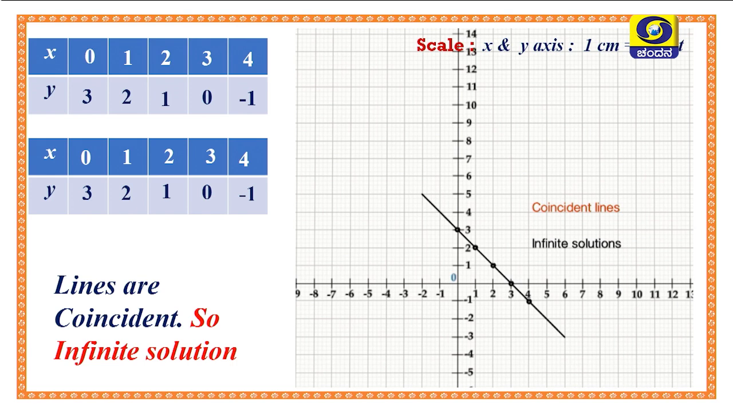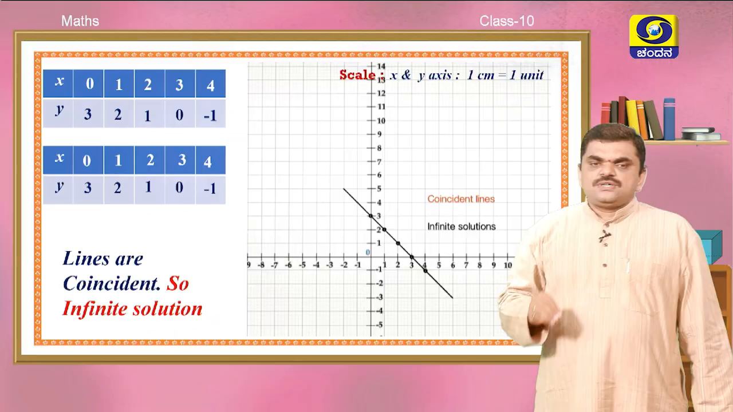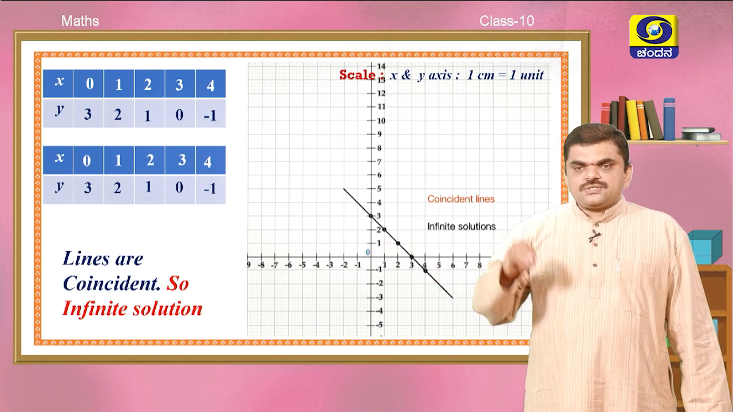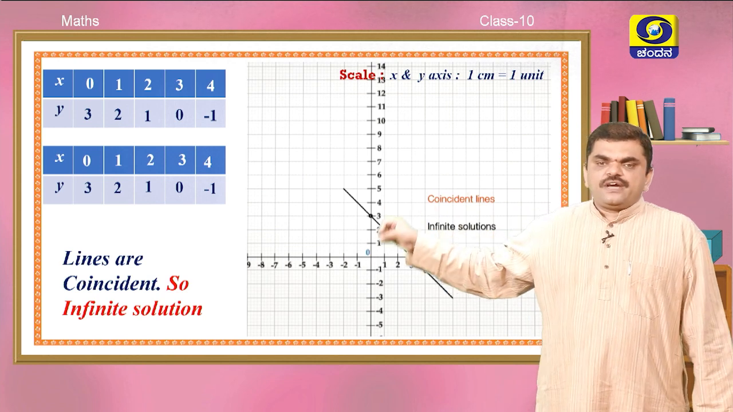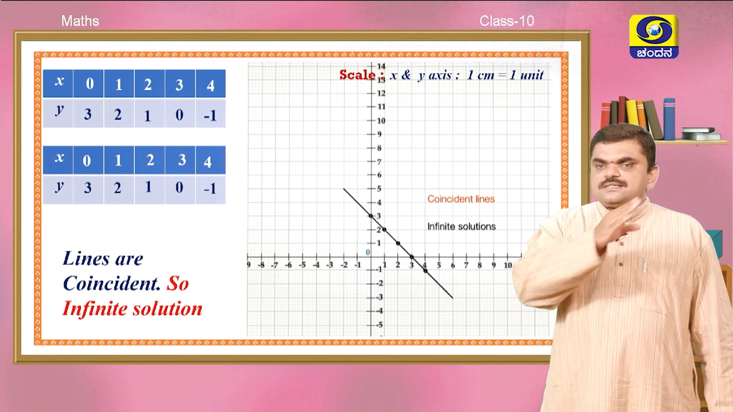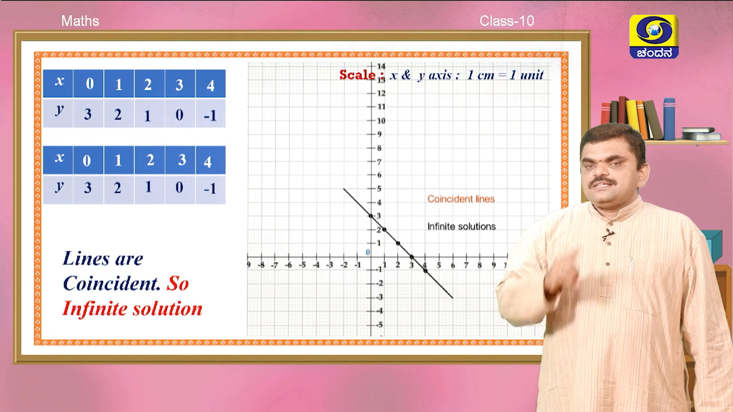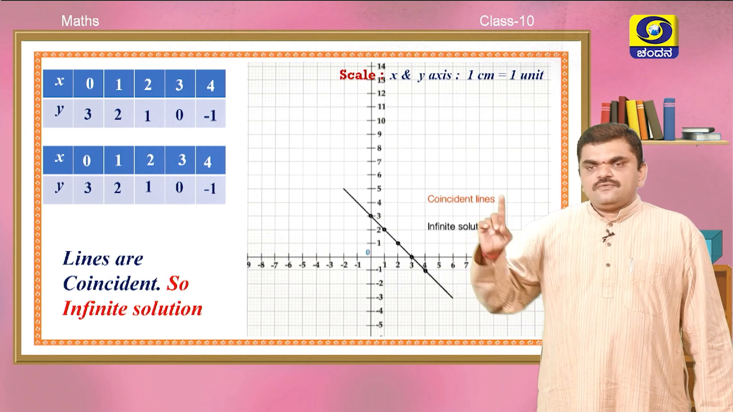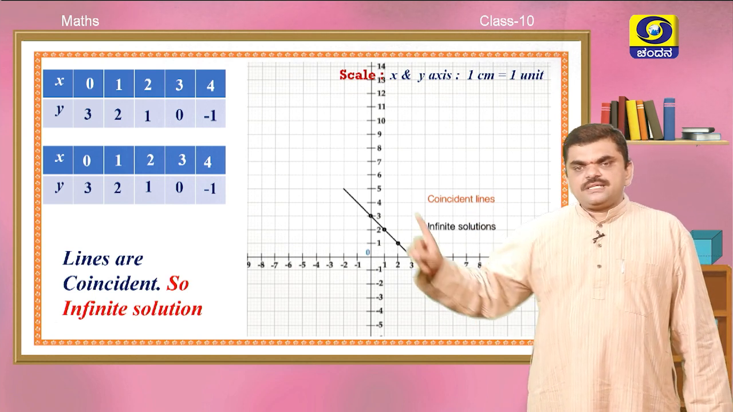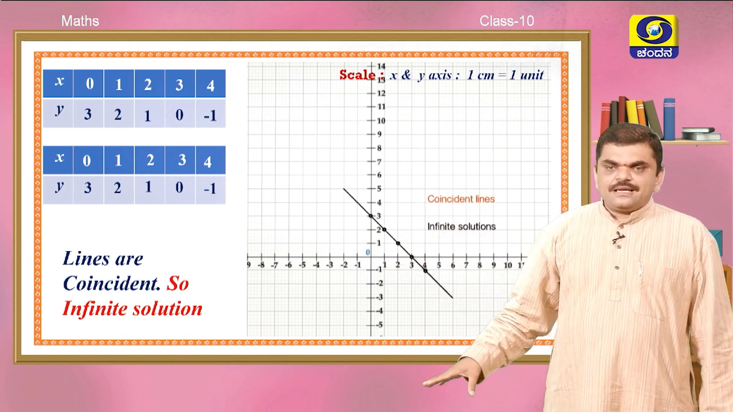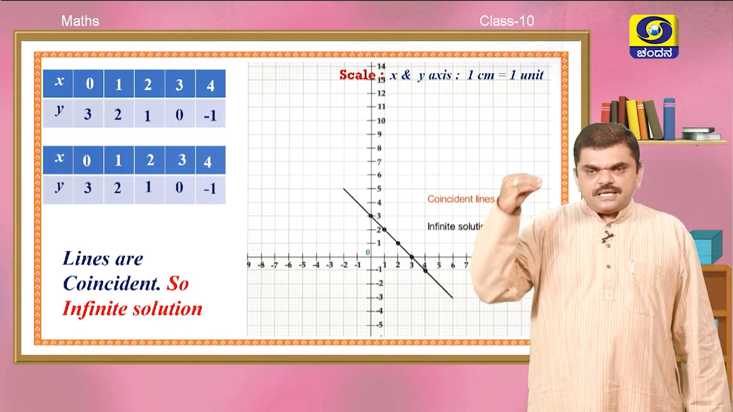So, when two lines coincide on each other, then there are an infinite number of solutions. So, here the lines are coincident, so infinite solutions are there. There is no particular single solution, there are an infinite number of solutions. Okay, children? We discussed this in our first class itself. Just recall those. For intersecting lines, there is only one solution, that is the unique solution. For parallel lines, there are no solutions. For coinciding lines, there are infinite solutions.